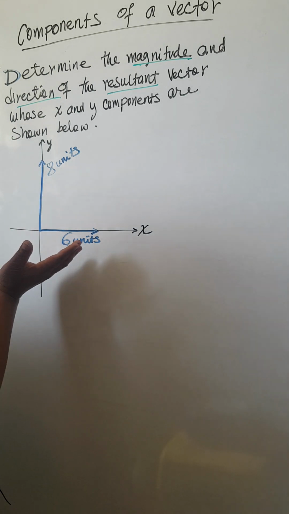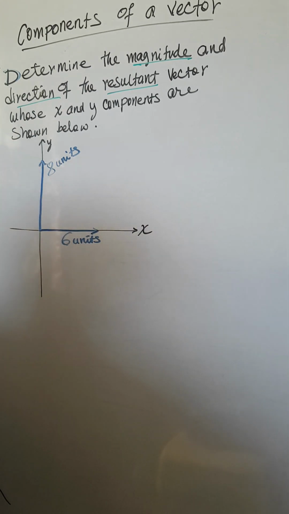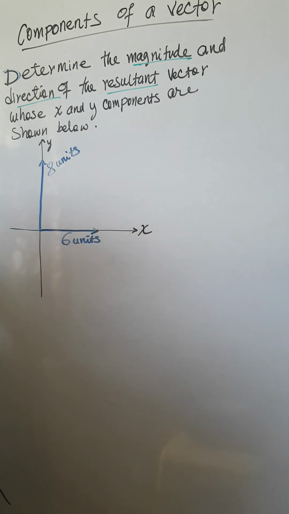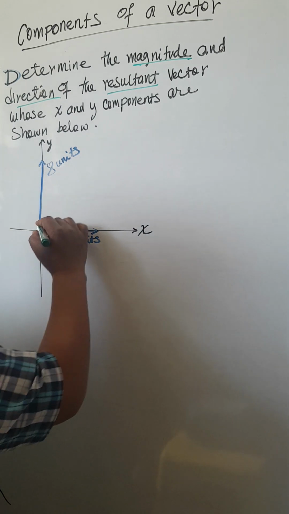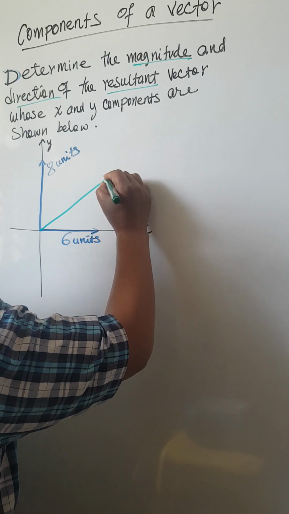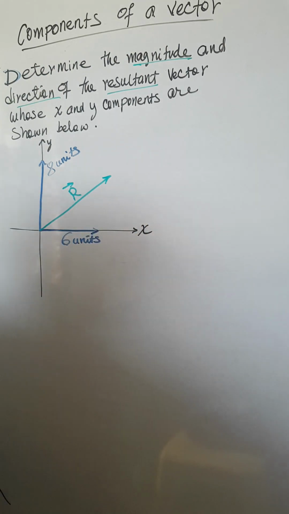Since we do have 6 units along the positive x-axis and 8 units along the positive y-axis, the most probable location of the resultant vector is between the two, so that this is the resultant vector.